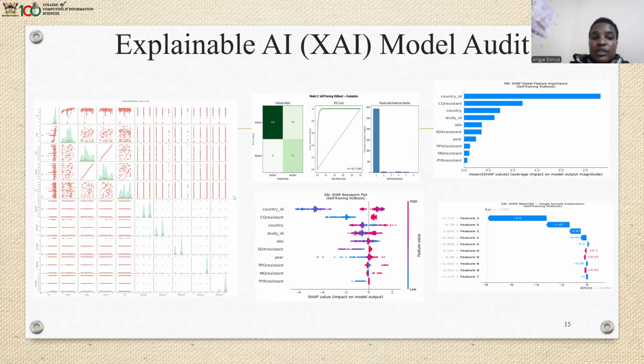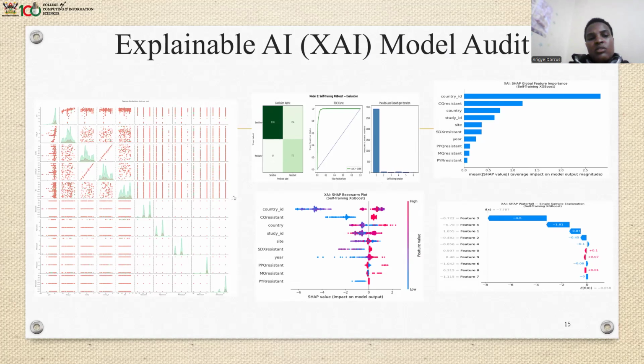Then the waterfall plot is for a single patient. It starts with the model's baseline prediction, the average risk for all patients, and then shows how each feature's value for this specific patient adds or subtracts from the baseline to arrive at the final prediction.